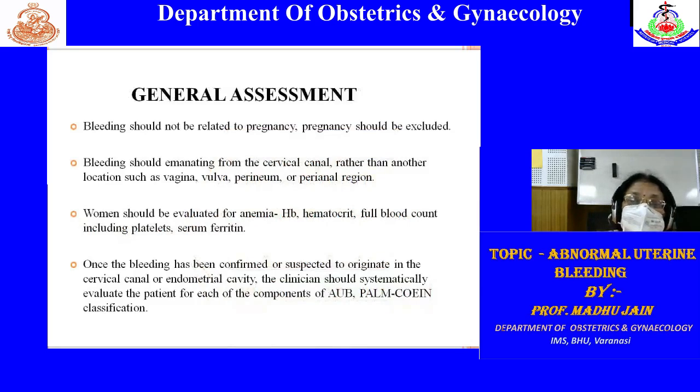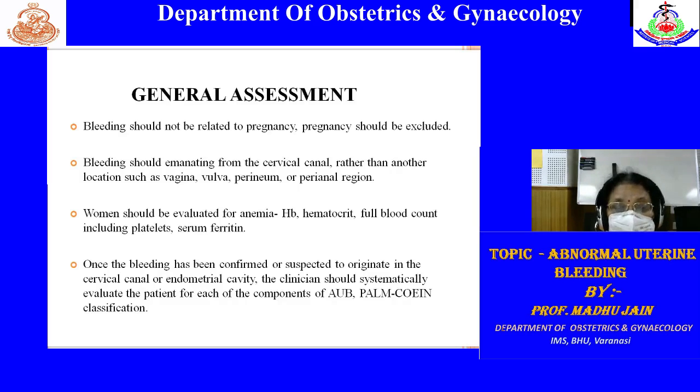In the general assessment, any cause related to pregnancy has to be excluded. Find out from where the bleeding is coming, whether from the vagina, vulva, perineum, perianal area, or the cervical canal, meaning it is definitely coming from the uterus, not from any other side. Then you have to evaluate for anemia. For this, find out the hemoglobin, PCV, platelets, serum ferritin and TIBC.